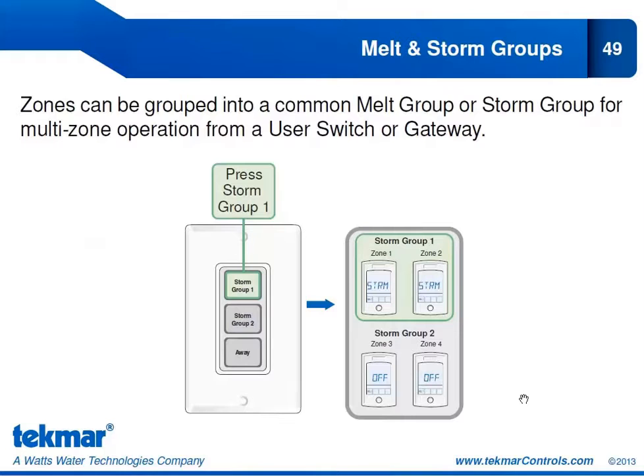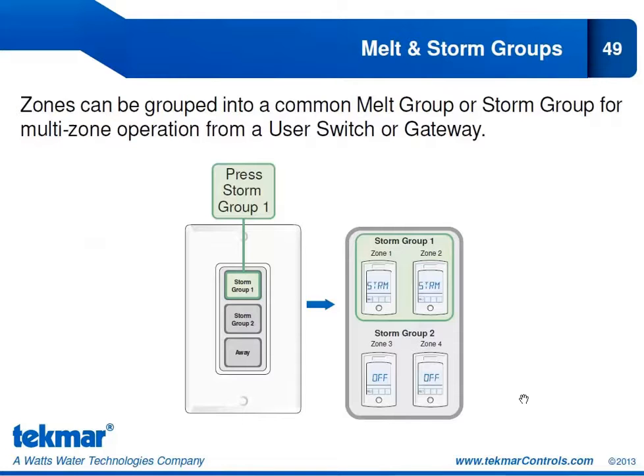And this is what it would look like on a user switch. I'd have storm group 1, storm group 2, and away. Now when I program my 654s, I can set up zone 1 to be a part of storm group 1, and I can set up snow zone 2 to also be part of storm group 1. And that way whenever I press the storm group 1 button on my user switch, it will trigger the storm operation for zones 1 and zone 2 only. So you can see there, zone 3 and zone 4 remain off.